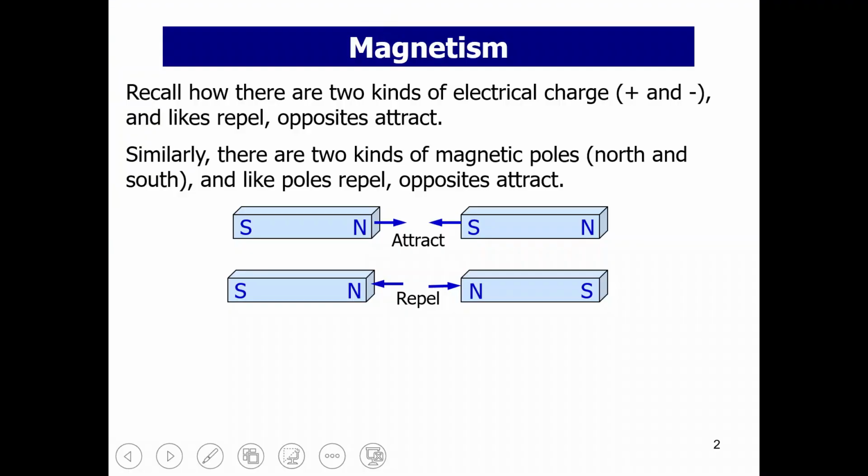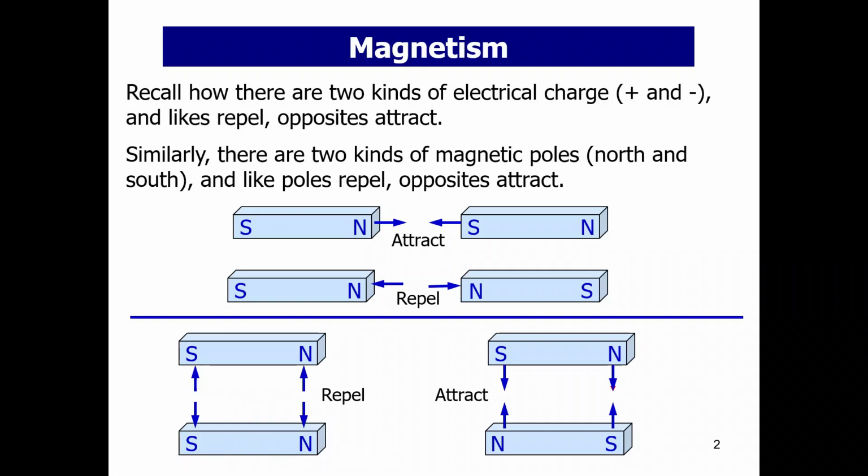So here's the basics. We have magnets. There are naturally magnetic materials, and there are magnets that exist in nature. That's how we discovered magnetic fields. And we assumed that our magnets have north and south poles that act a little bit like electric charges. So opposite poles are going to attract, like poles are going to repel.